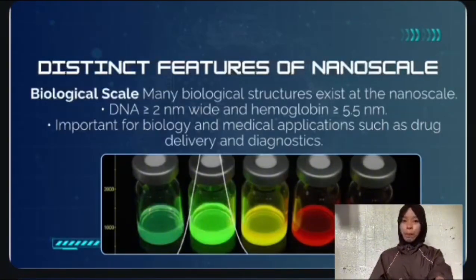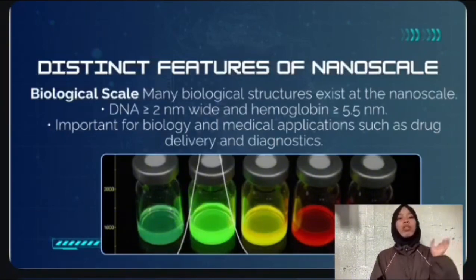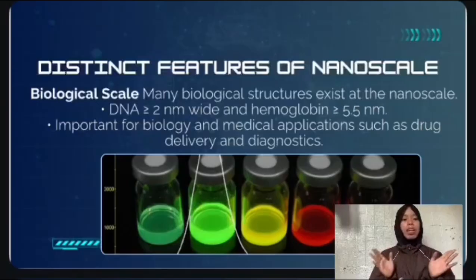For example, DNA is around 2 nanometers wide, and hemoglobin, which is the protein in our blood that carries oxygen, is about 5.5 nanometers. Basically, many important processes inside our body already happen at this tiny scale.